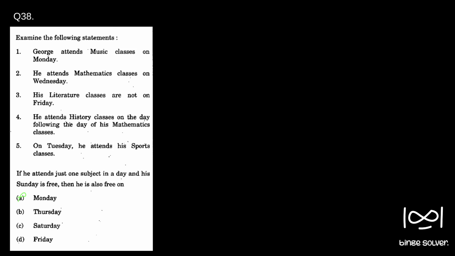He attends history classes on the day following the day of his mathematics classes. So the day following Wednesday is Thursday, which is history. So both Wednesday and Thursday are not answers. On Tuesday he attends his sports classes. So Tuesday is sports, and Tuesday is also not the answer.